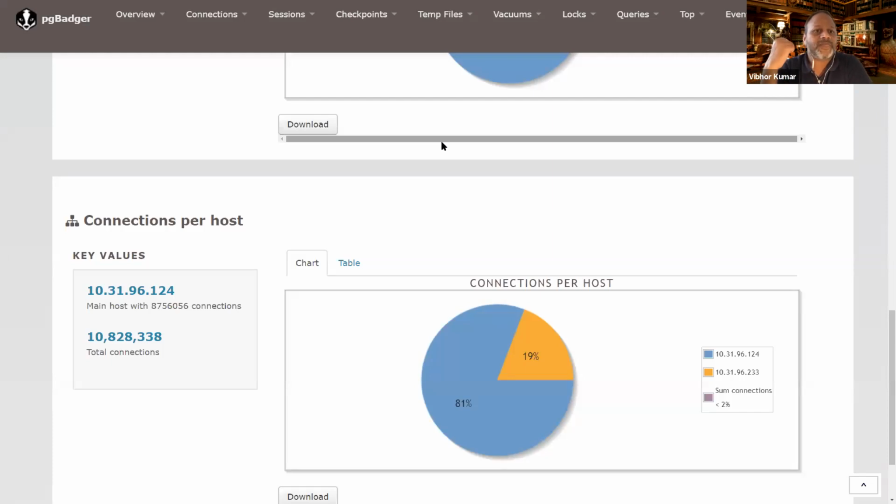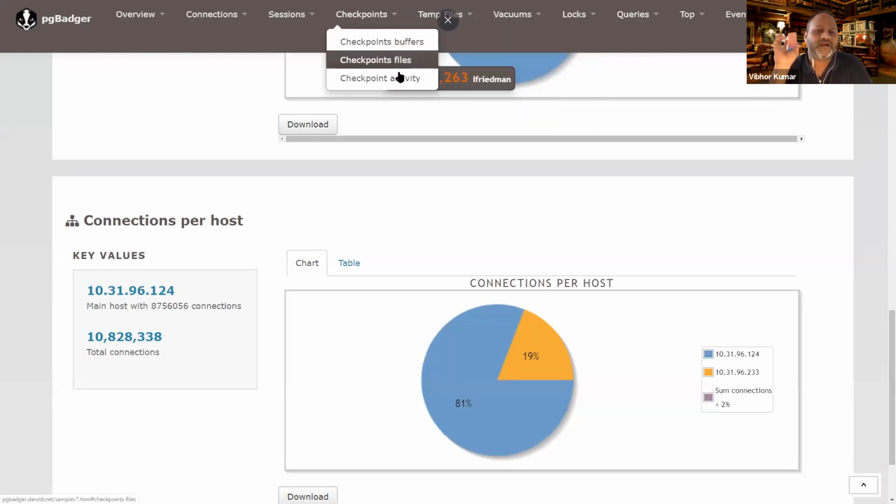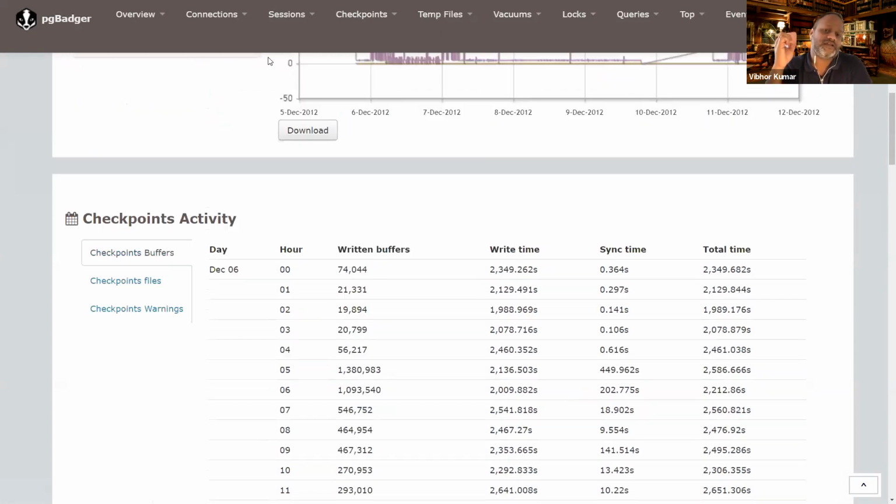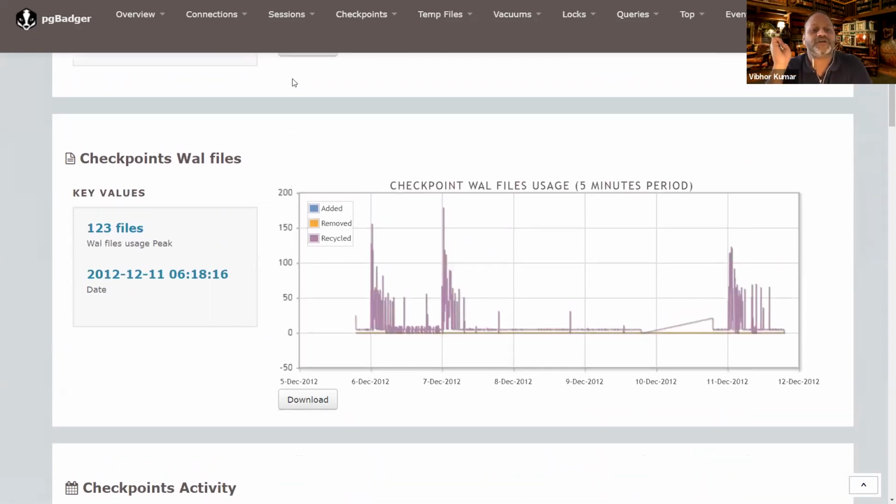You can find out which user is making more connections to the database. The other interesting part is the checkpoint performance. Checkpoint is very, very important in PostgreSQL. If you don't tune it correctly, it may impact the performance of the database, so you would like to tune it correctly. You can see the checkpoint performance altogether from this particular page. To get this information, you need to have the parameter log_checkpoints set to on in the postgresql.conf file.